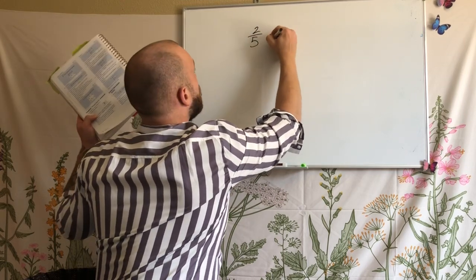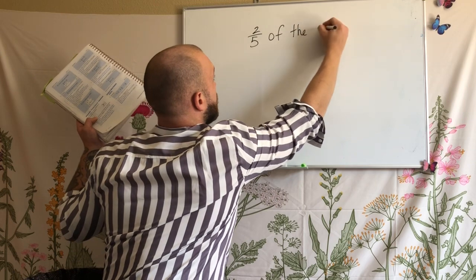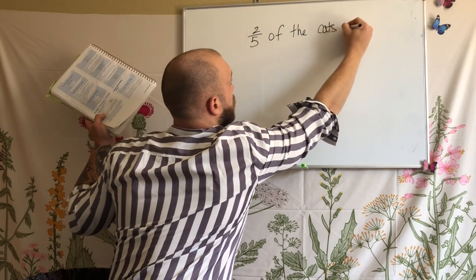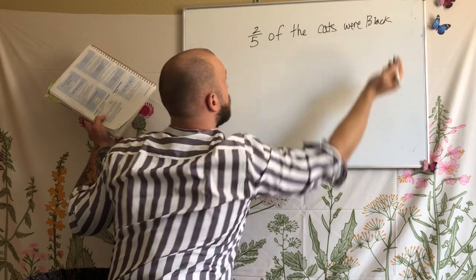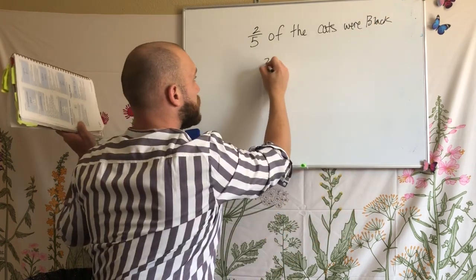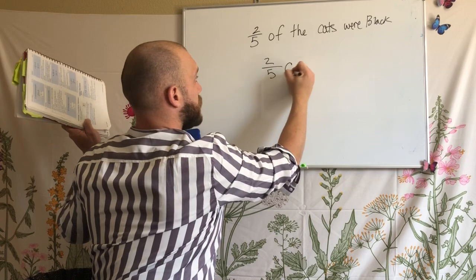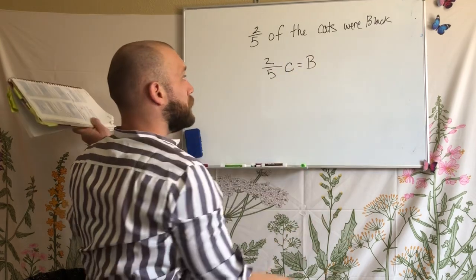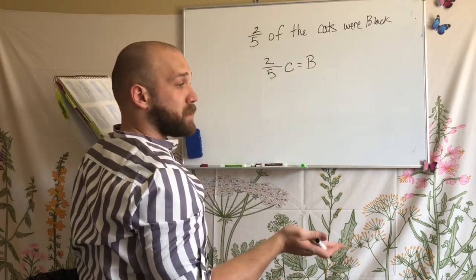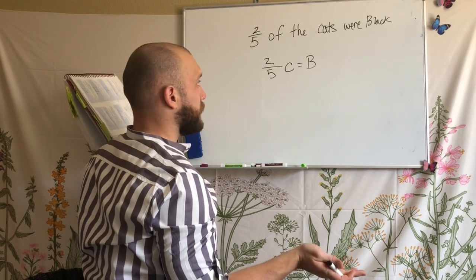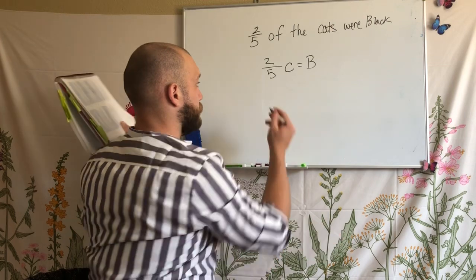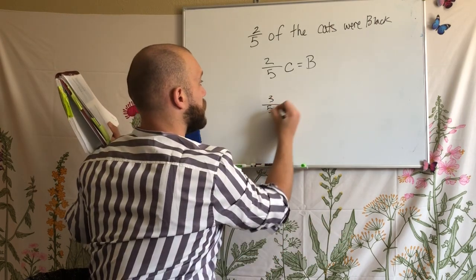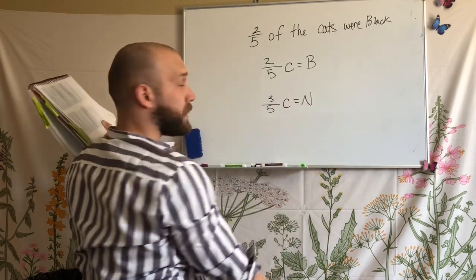2/5 of the cats were black. So I know that that would be 2/5 C equals B. Well, I'd have 5 out of 5 cats in all, so how many would not be black? Well, 5 minus 2 is 3. So I know I have 3/5 of the cats were not black.